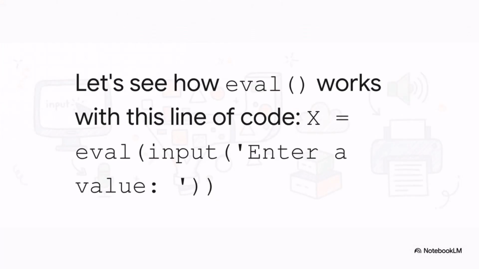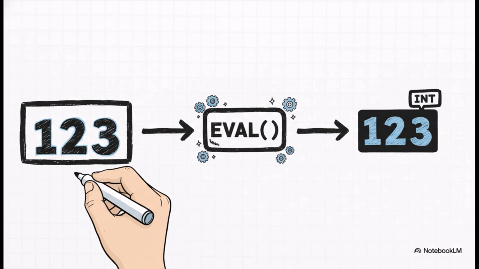Let's actually put this to the test. We're going to use this one simple line of code and see how it handles whatever we throw at it. So say the user types in 123. Bam! Eval immediately recognizes it's a whole number and tells Python, hey, this is an integer. No int function needed. It just knows.